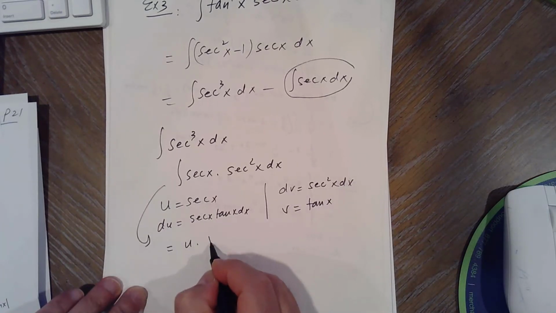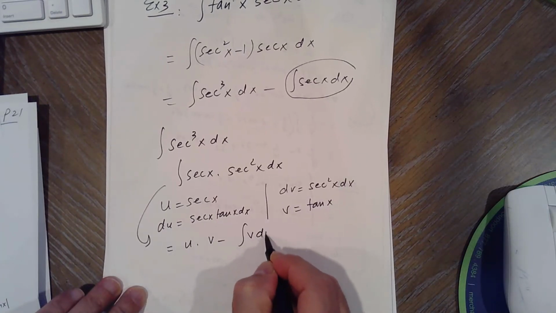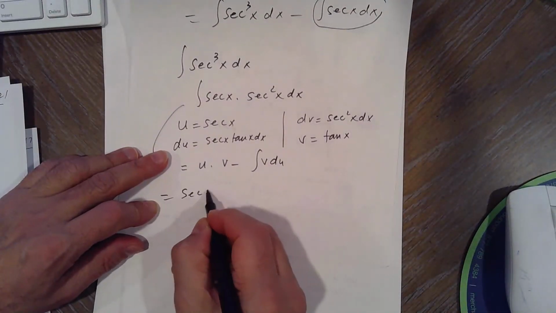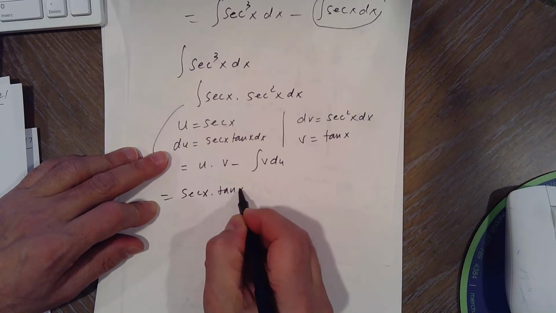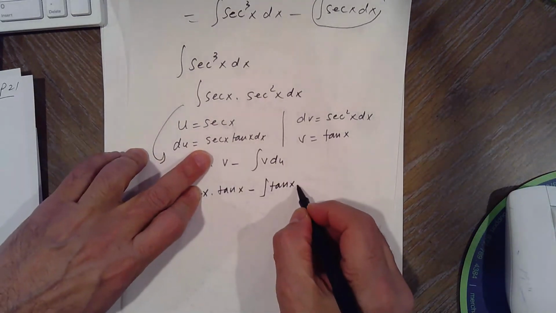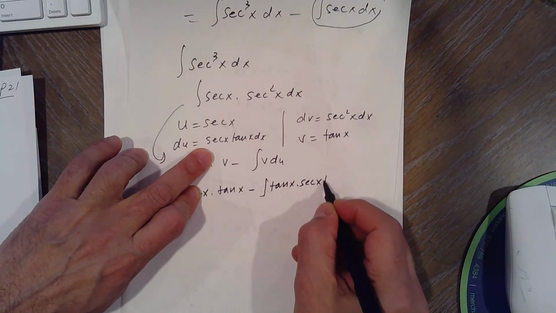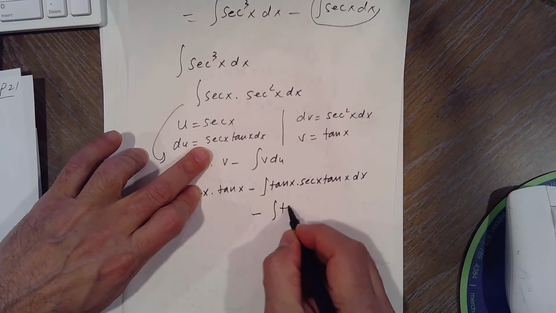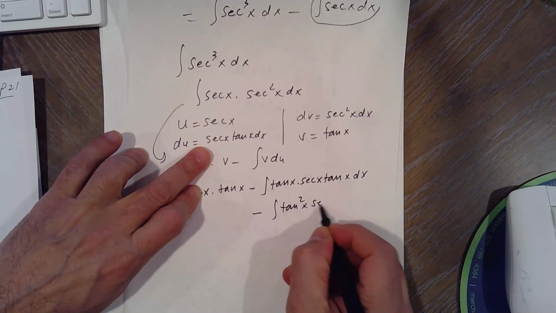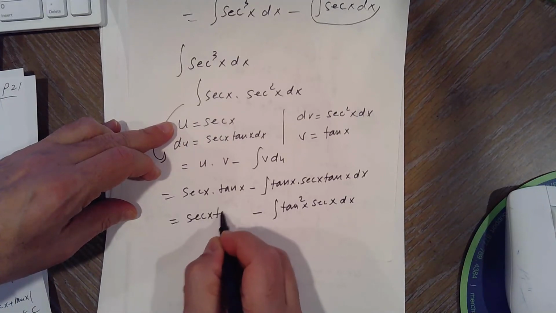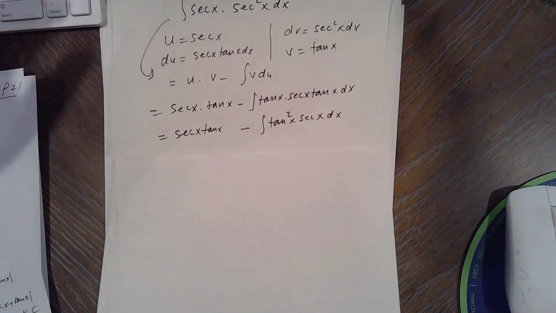So u times v minus the integral of v du. So u is secant x, v is tangent x, minus the integral of tangent x, and then du is secant x tangent x dx, which is the integral of tangent squared x secant x dx.